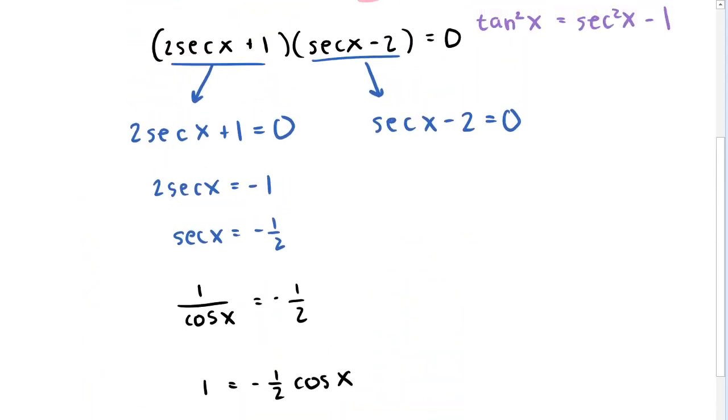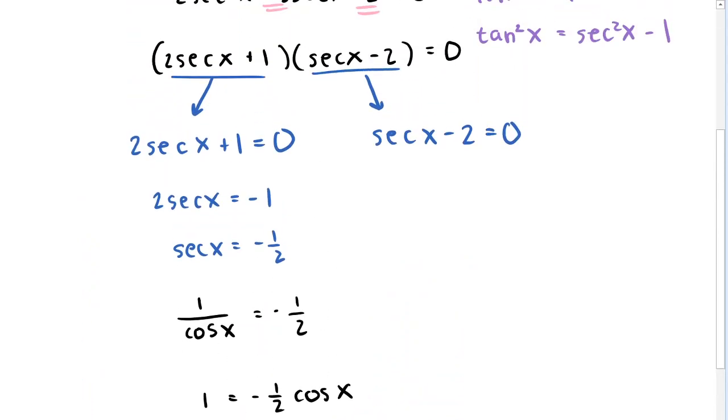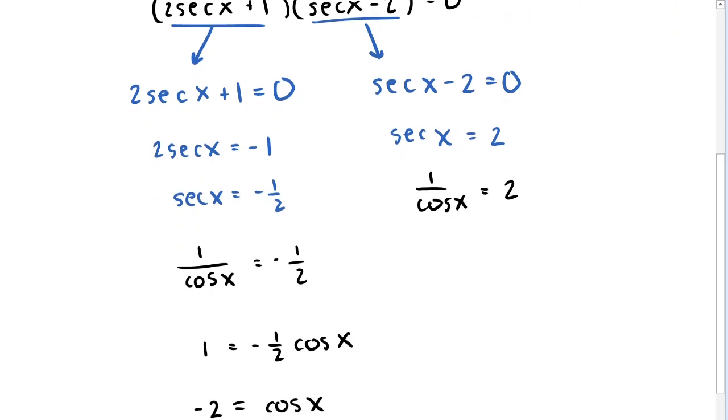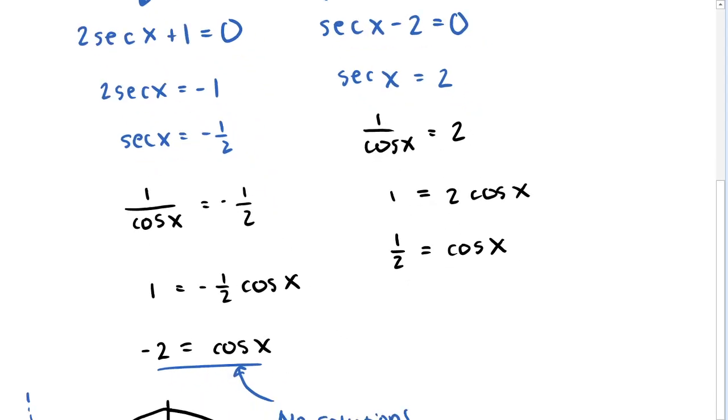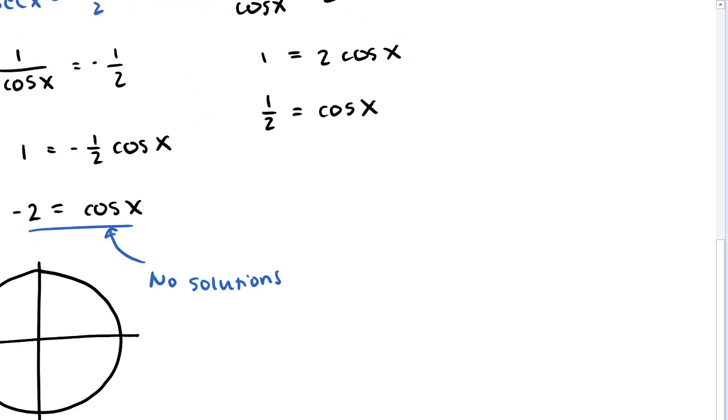So let's look back up. Now we've got secant of x minus 2 is equal to 0. And we can go through the same motions. Secant of x is equal to 2, adding 2 to both sides. We can rewrite this as 1 over cosine of x is equal to 2. And multiplying both sides by cosine gives us 1 is equal to 2 cosine of x. Dividing both sides by 2 gives us 1/2 is equal to cosine of x. And now here, this is a much more familiar kind of trigonometric equation.